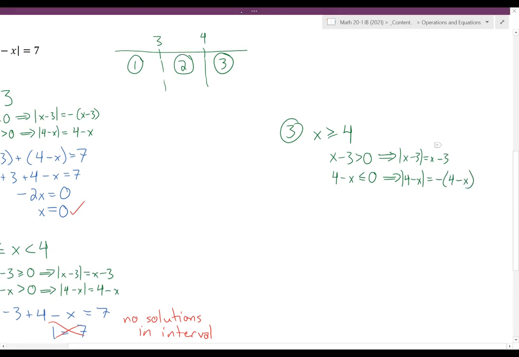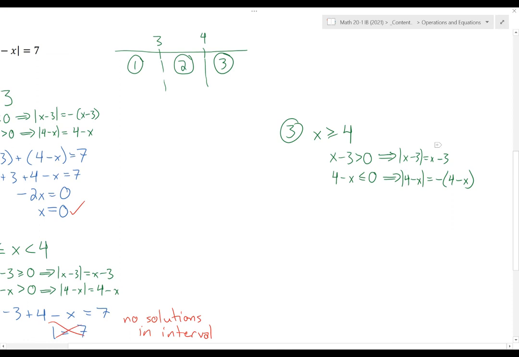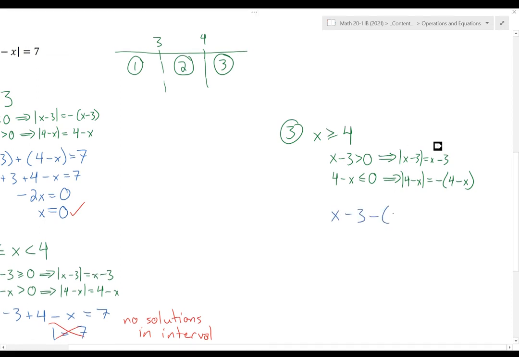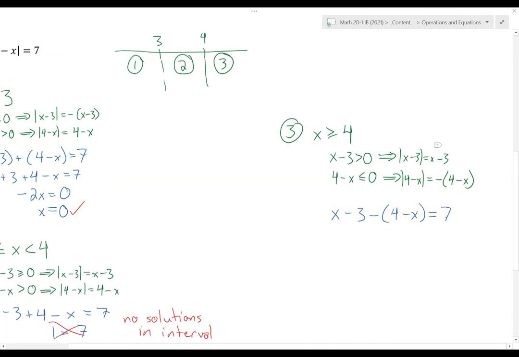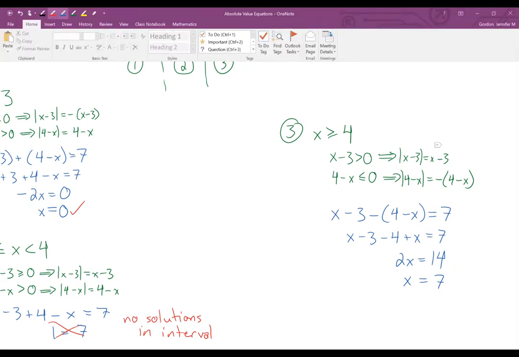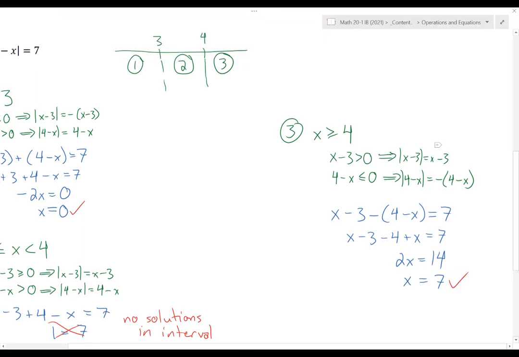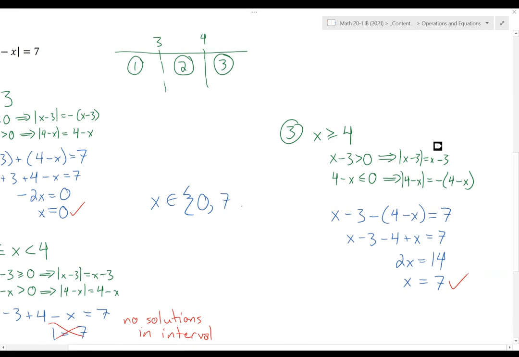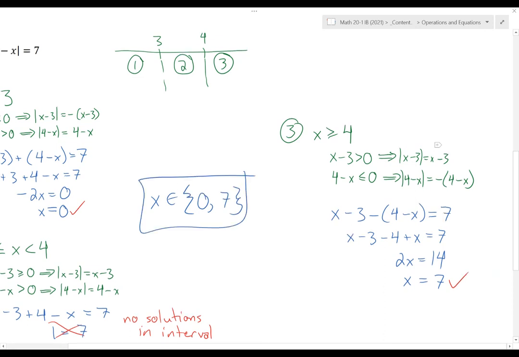So in this region, the equation that I'm solving is x minus 3 minus (4 minus x) equals 7, which is x minus 3 minus 4 plus x equals 7. 2x equals 14, which means x equals 7. Looking at the domain, 7 is greater than or equal to 4, so that is an acceptable answer, which means that overall this equation has two possible solutions, 0 and 7. One from the first interval, one from the third, and none from the middle.